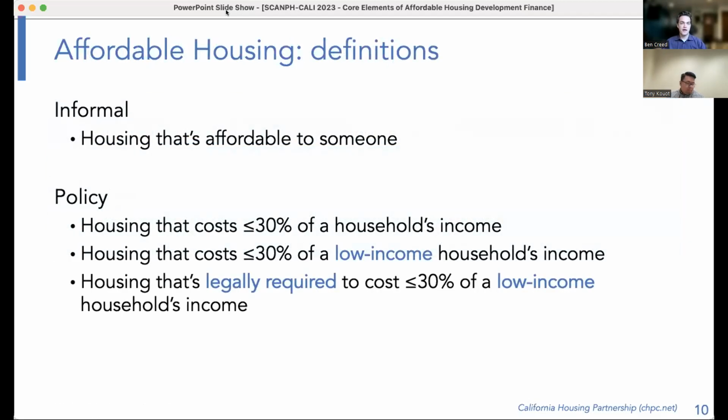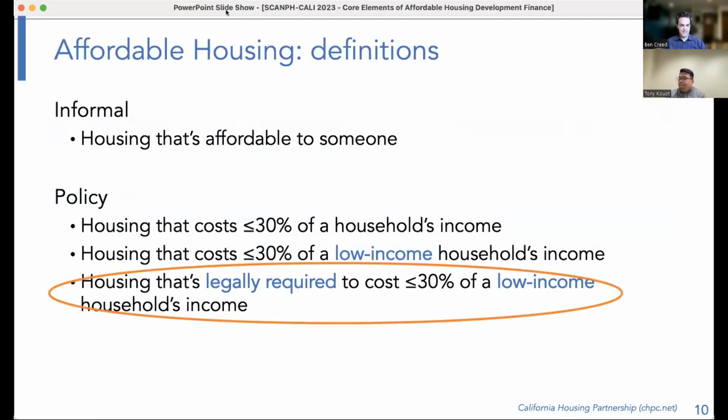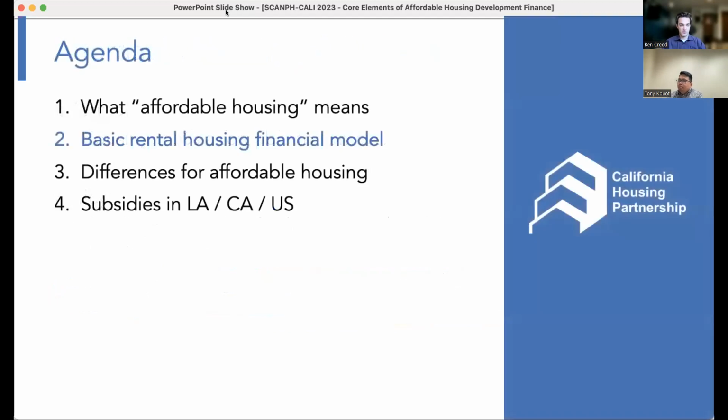So returning to our definitions of what affordable housing means in this context and today, and primarily the affordable housing that Tony and I and those of us at the partnership work on, it is specifically concerned with housing that is required to cost up to 30% or less of a low-income household's income. So that's what's meant here by affordable housing.